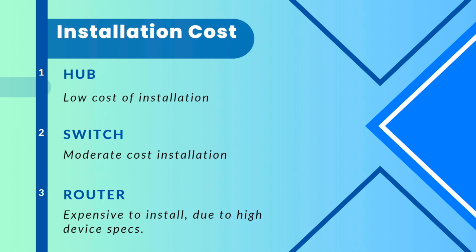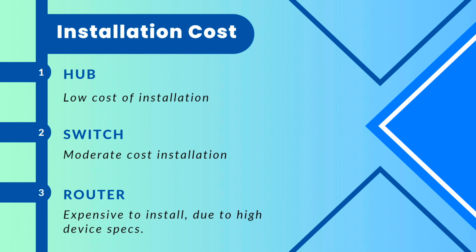The last basis of differentiation is based on the cost of installation. Like other differences as we have seen, low specification means low cost and high specifications means high costs. So similarly, the hub has a low cost of installation because it doesn't have much features. The switch has a moderate cost of installation because it has mid-level features. And finally, routers are most expensive to install because of their high specifications.